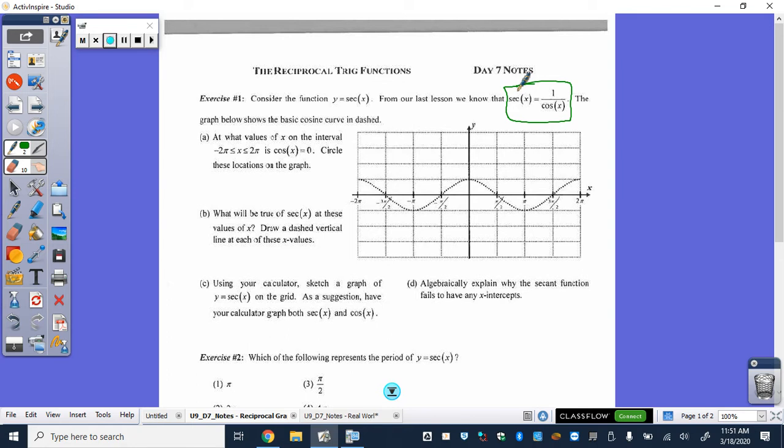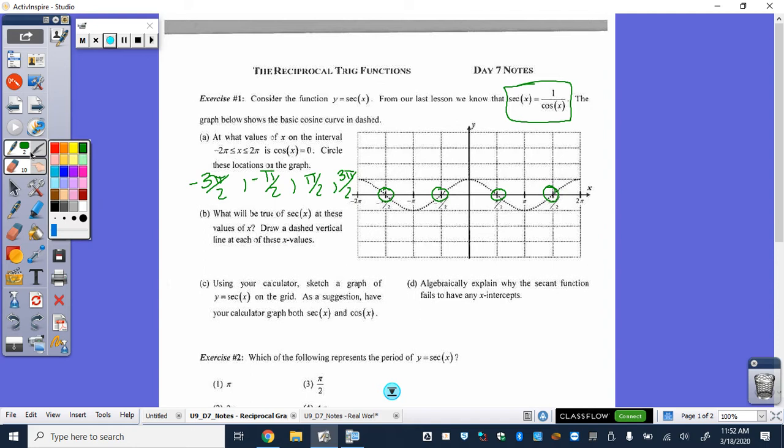So what values of x on the interval of negative 2 pi to 2 pi, which is what this graph is, is cosine equal to 0? So circle these locations. 0, 0, 0, 0. So negative 3 pi over 2, negative pi over 2, pi over 2, and 3 pi over 2. That's when the cosine graph is 0. What will be true of the secant at these values of x? Draw a dashed vertical line at these values.